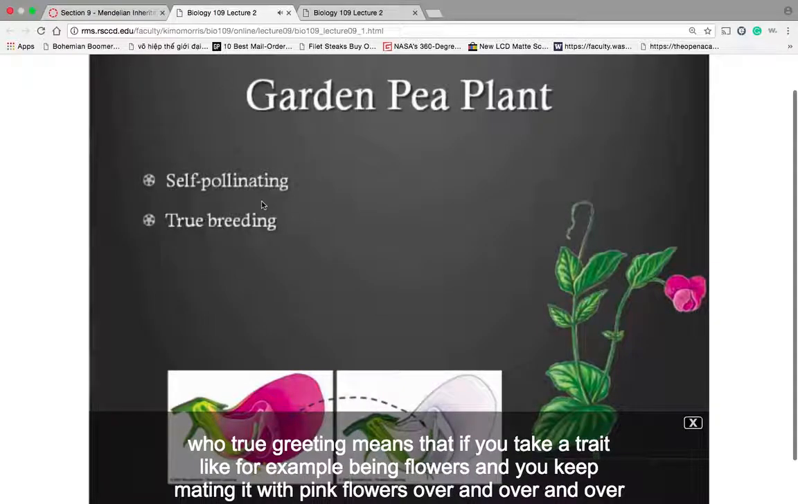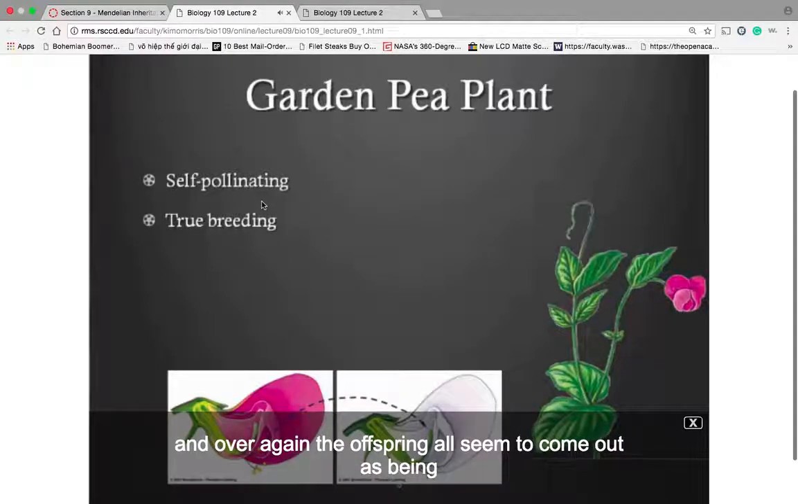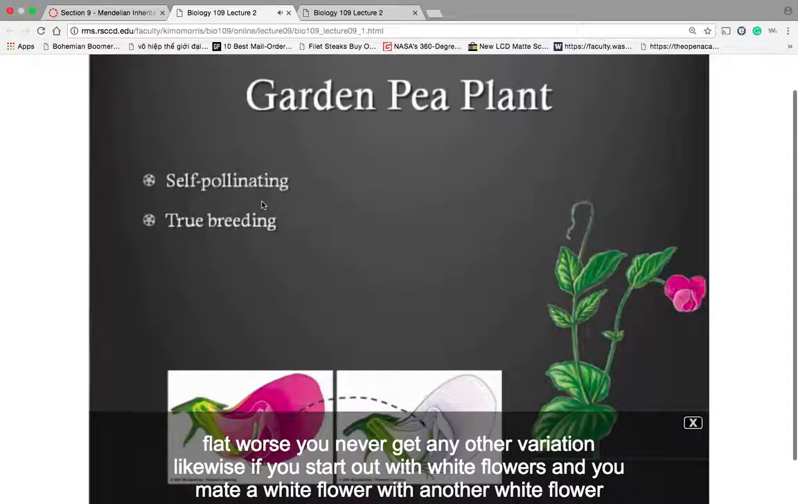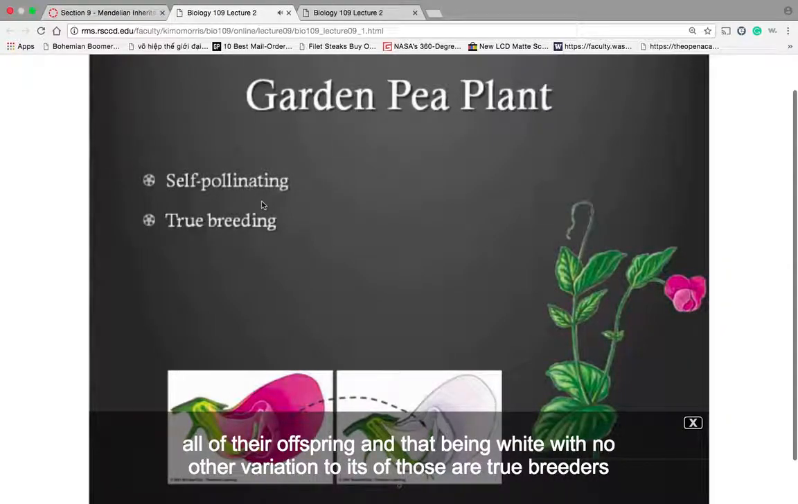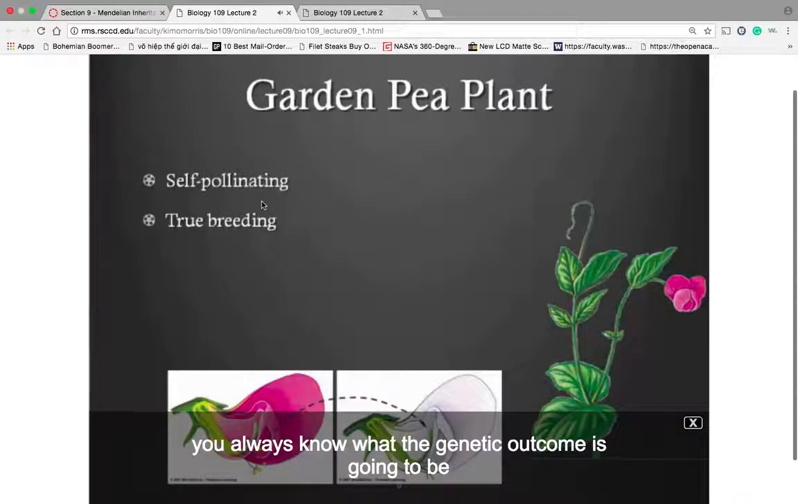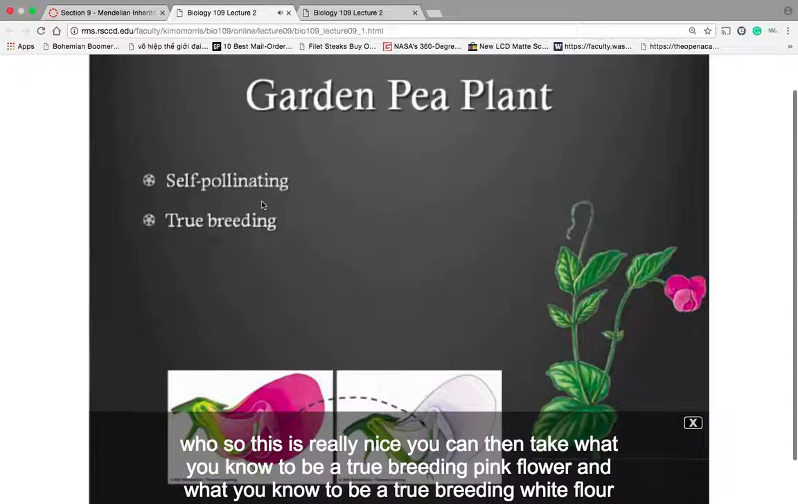True breeding means that if you take a trait, like for example, pink flowers, and you keep mating it with pink flowers over and over and over again, the offspring all seem to come out as pink flowers. You never get any other variation. Likewise, if you start out with white flowers, and you mate a white flower with another white flower, all of their offspring end up being white with no other variation to it. So those are true breeders. You always know what the genetic outcome is going to be. So this is really nice.